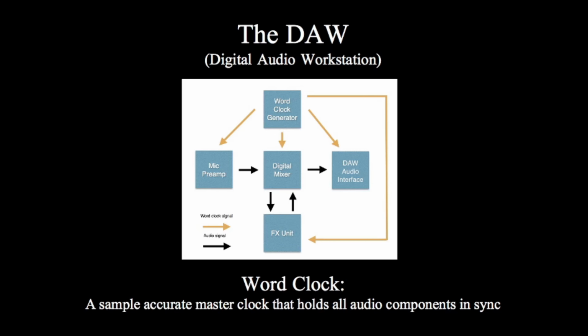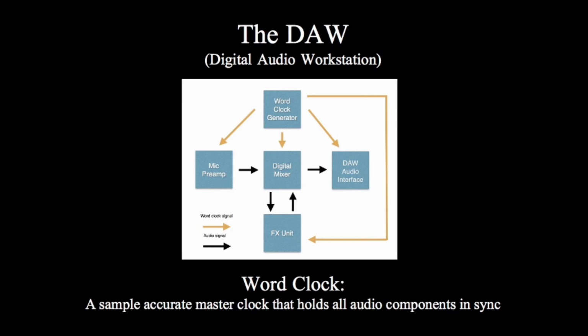So the way that this works in digital audio is what is called a word clock. And what a word clock is, once you set up your system, it's usually going to be the computer that has the digital audio workstation on it that will be responsible for sending out what we call word clock, which is really just a tick that happens at every sample. So that's why we call it a sample accurate master clock that holds all audio components in sync.